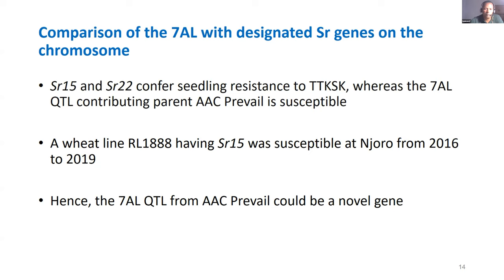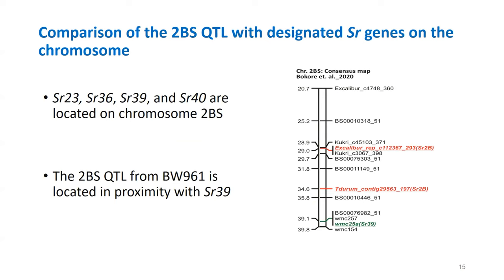That's our conclusion. And we also looked at the second consistent QTL, which was contributed by BW961. On chromosome 2BS, there are at least four designated genes which were reported already. And then we compared the position of these Sr genes against the chromosome 2BS QTL.